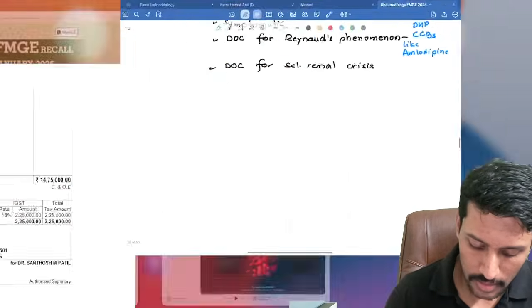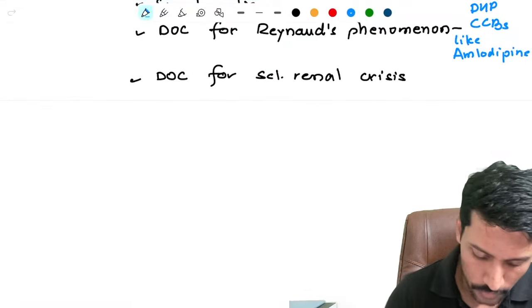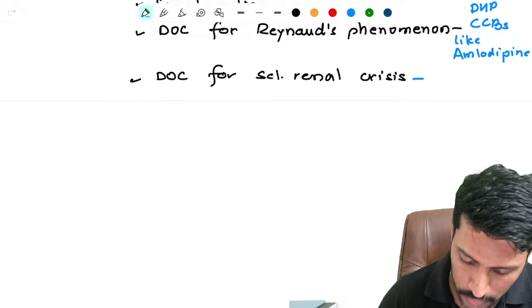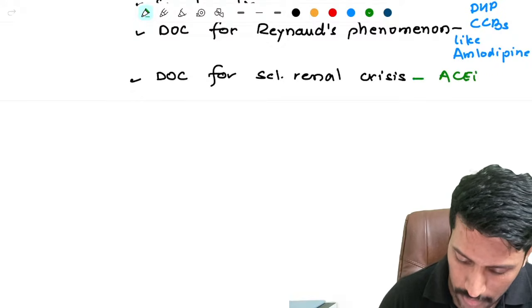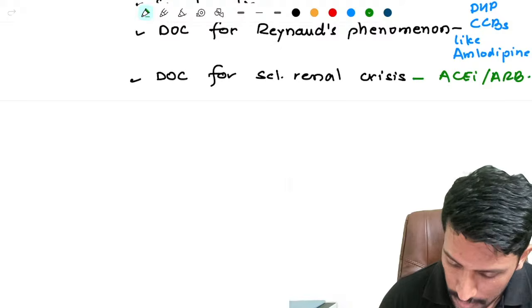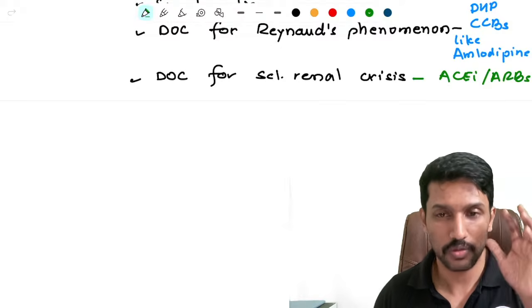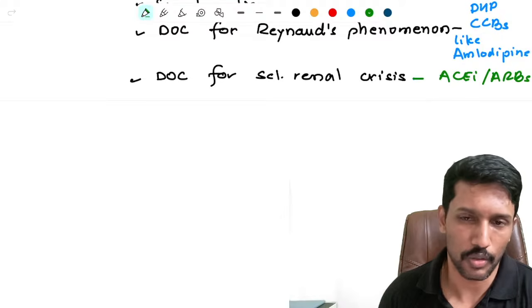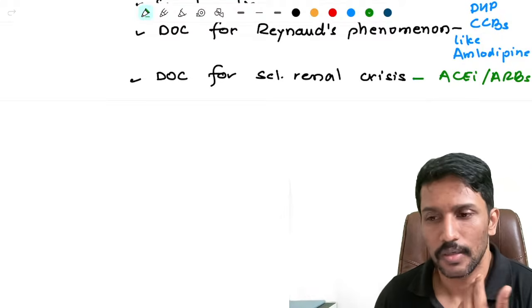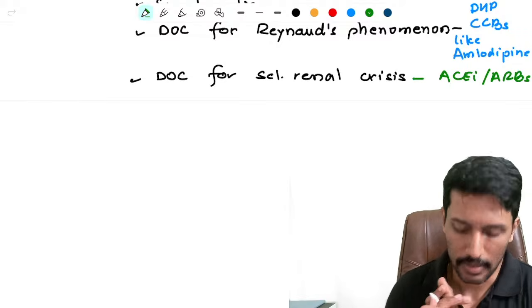For the renal crisis, it is because of the high renin. So we have already discussed. We are going to use ACE inhibitors or ARBs as the mainstay of treatment. In addition, if I need to bring down the BP more urgently, I might consider the other vasodilators like nitroprusside or even beta blockers can be considered.